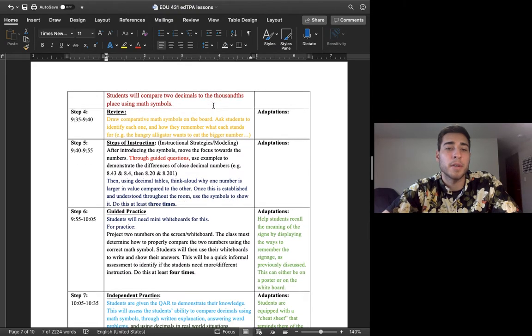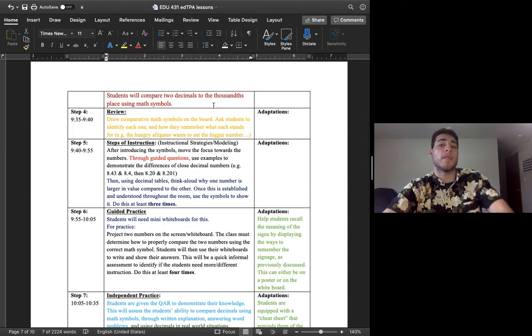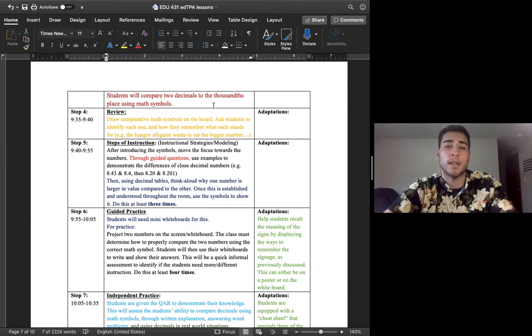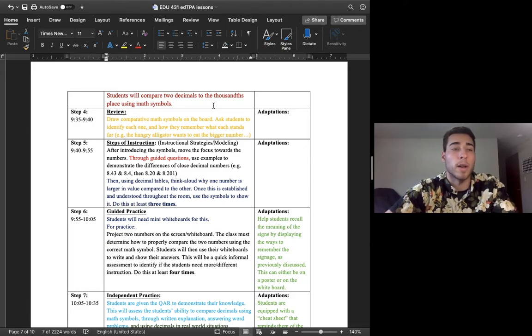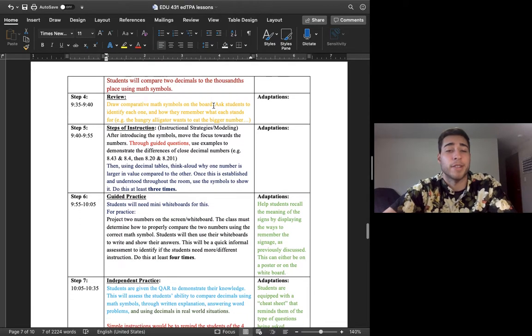So the review is going to be more of what they've already learned, checking to see what they know about the comparative math symbols. So asking students to identify the different math symbols, and asking them if they have any certain ways that they remember which way is the greater way, which way is the less than way, and how to maybe even write an equal sign. Maybe even students need a refresher on that.